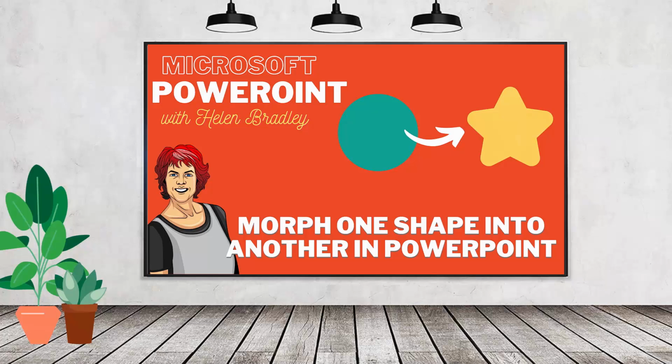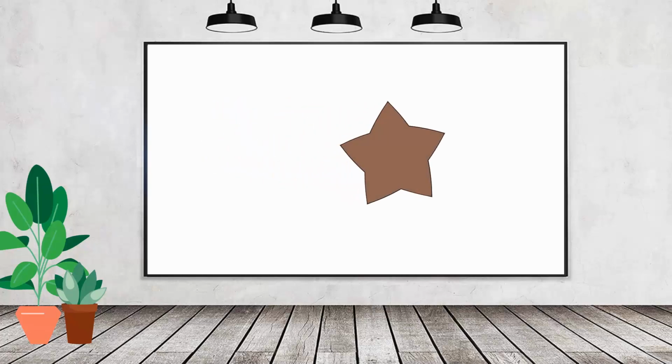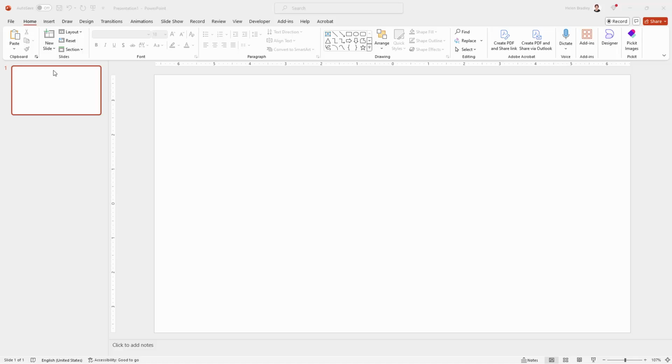Today I'll show you how to create a very simple morph effect in Microsoft PowerPoint. A morph effect is where you change one object into another very smoothly. It's a sort of animation technique. So I have a brand new slide here with nothing on it.